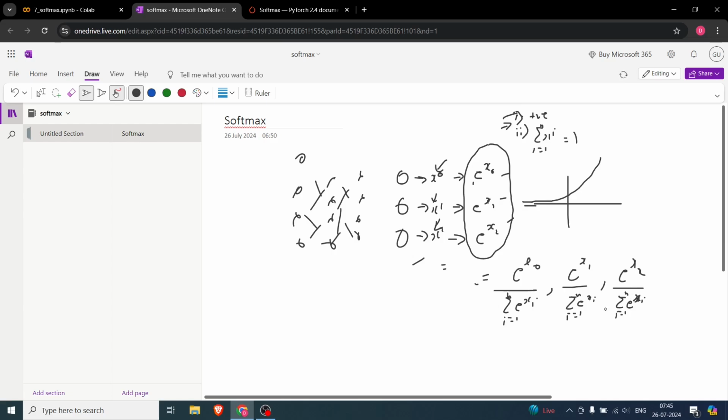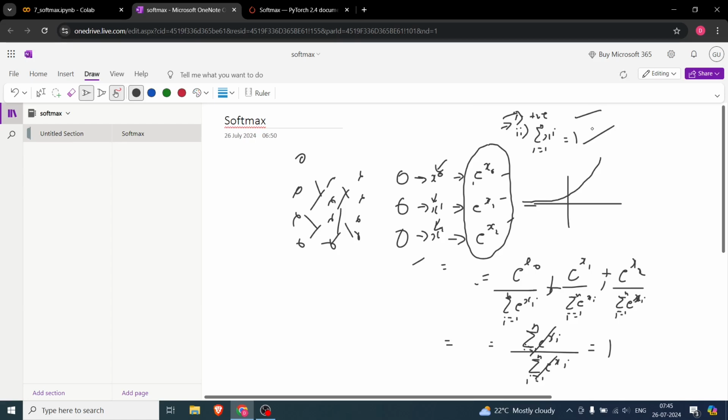Hopefully you get the idea. Why? Because if you sum all of this, the denominator remains the same, that is the summation of e to the power x of i, i equal to 1 to n. But if you add all of the numerators, you will get nothing but e to the power x of i summed, i equal to 1 to n. So this and this will get cancelled, and finally you will be left with 1. So this is the idea. Okay, so the second condition, that the summation of everything equals 1, is also satisfied.